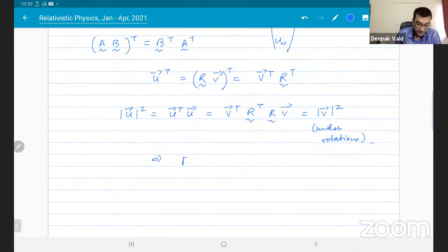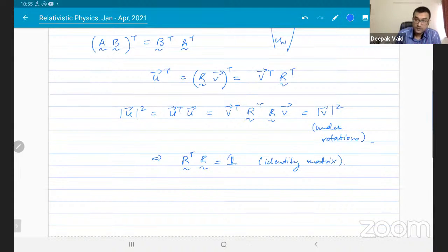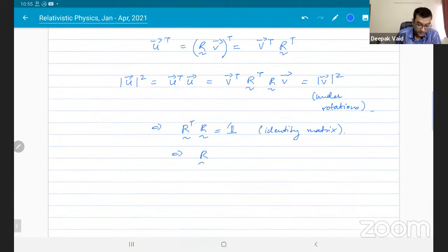So this is only possible if R transpose multiplied by R is equal to what? The identity matrix. Which means that the transpose of R is equal to its inverse. And matrices which satisfy this property are called orthogonal matrices.